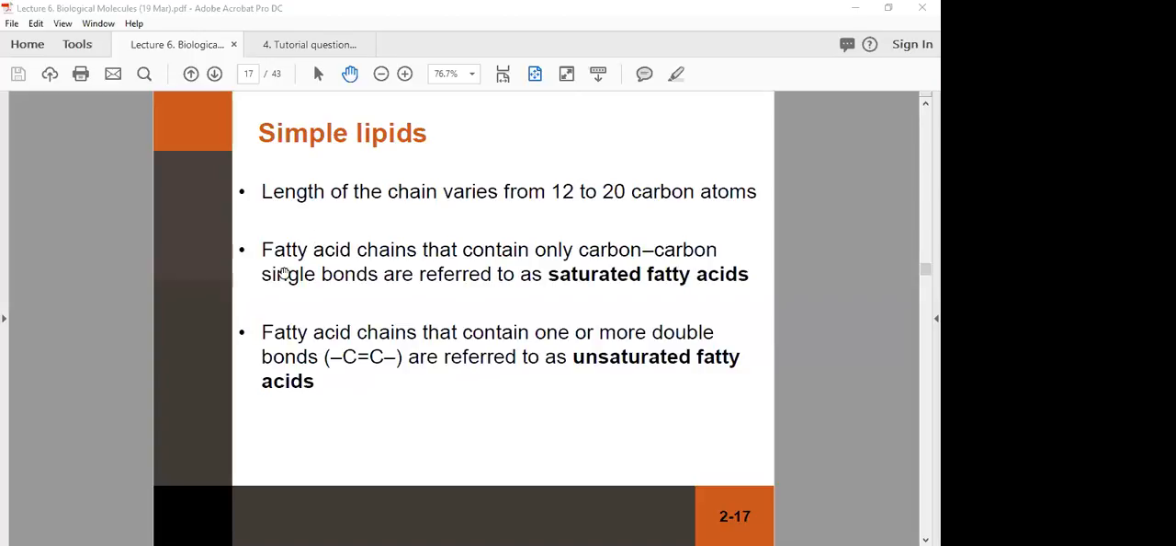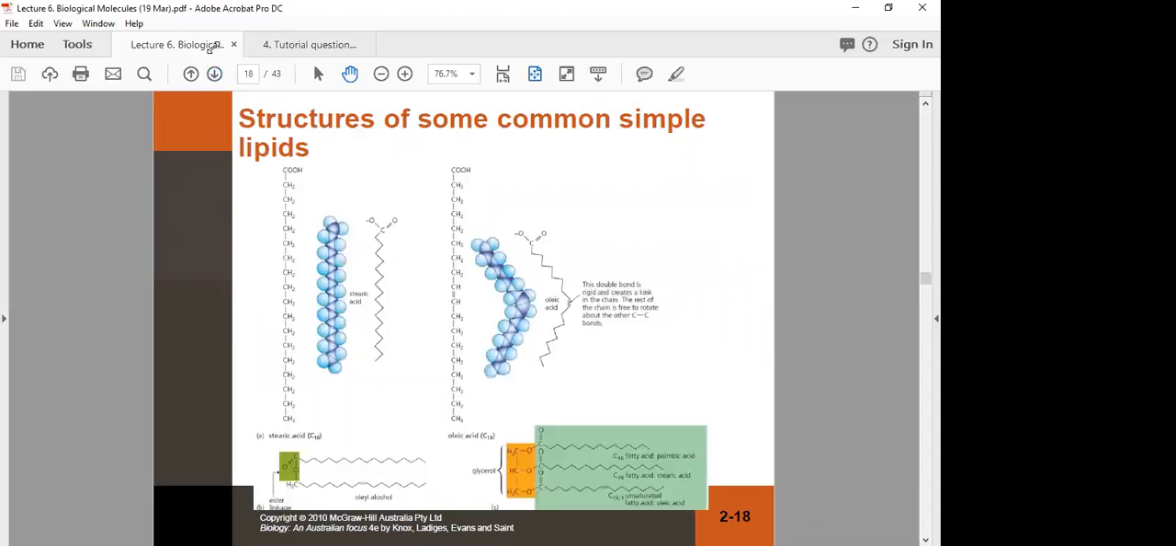All right, so what we were saying, fatty acids. Fatty acid chains that contain only single covalent bonds are called saturated fatty acids, and those that contain at least one double covalent bond, as you can see here, are referred to as unsaturated fatty acids. Let's look at some examples of these.